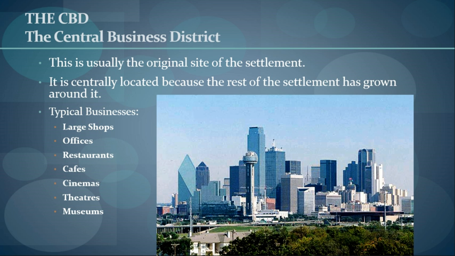This is usually going to be the heart of the city where it was originally settled, okay? And it is centrally located because the settlement grew around it. And I've put in here for each of these a list of typical businesses. Different downtowns have different amounts of each of these, but they're all going to have some. Maybe not everything, but most of them.